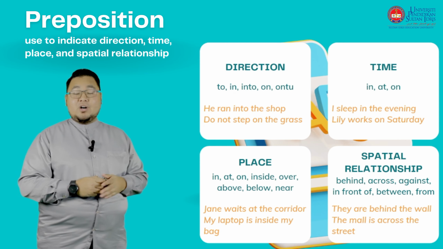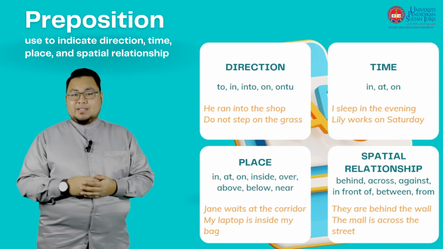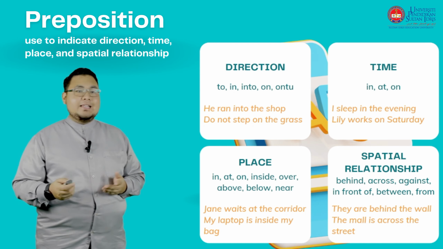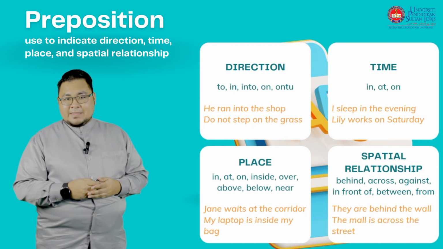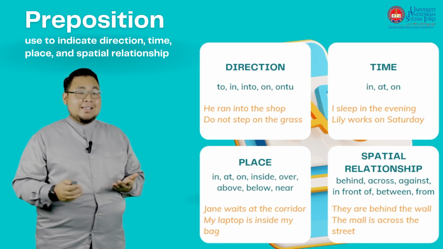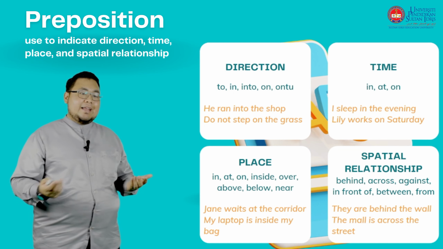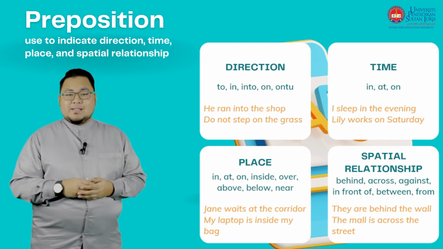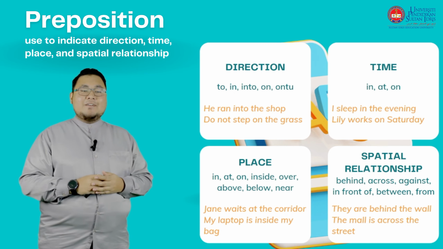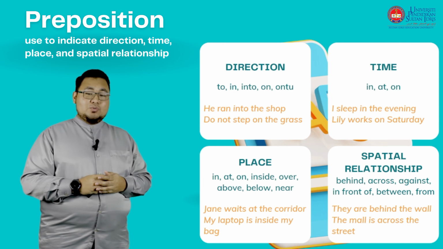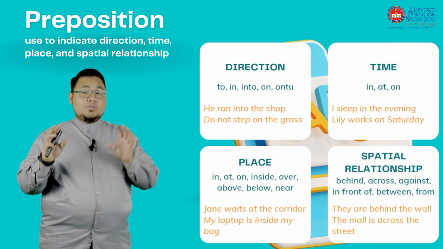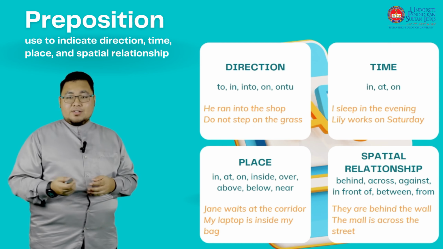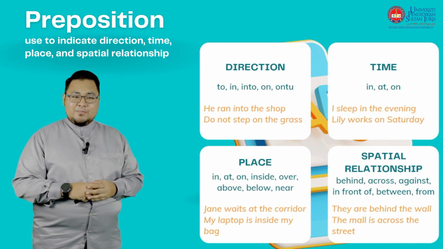Next, we have preposition of time to show when something happens. In, at, on. I sleep in the evening. Lily works on Saturday. Next, we have preposition of place. In, at, on, inside, over, above, below, and near. This is to show where is something. And lastly, we have spatial relationship, which is to show the relationship or space between two things. First, we have behind, across, against, in front of, between, and from.